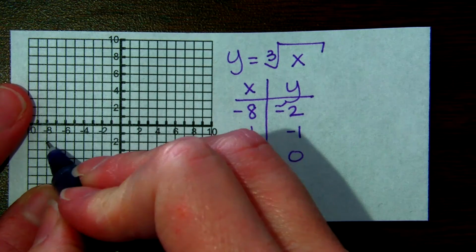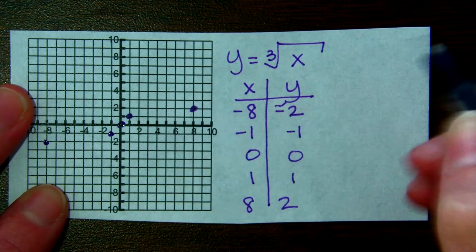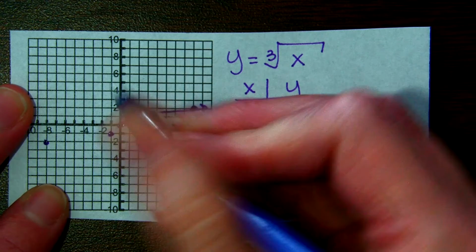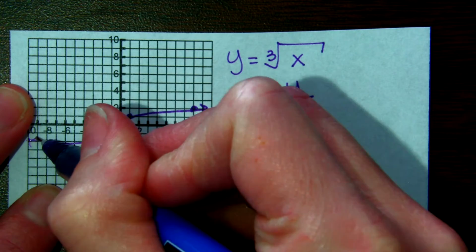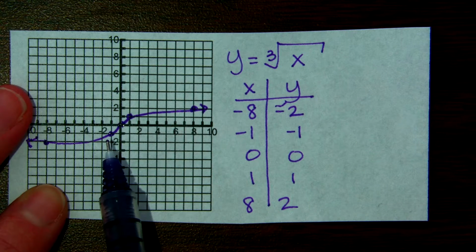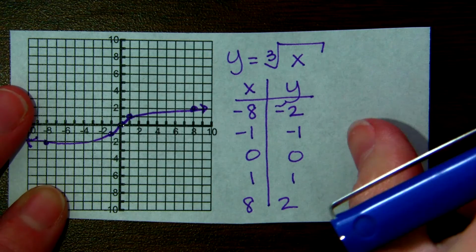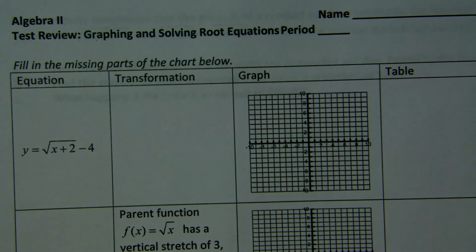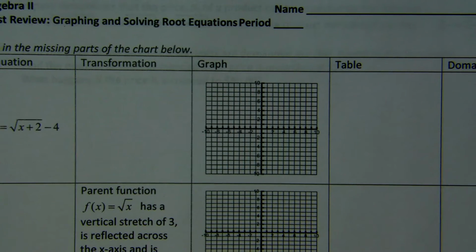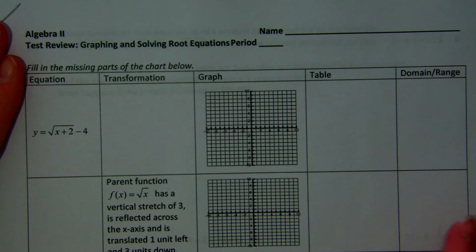And what that looks like graphed, -8, -2, -1, -1, 0, 0, 1, 1, 8, 2, looks like this. And so anytime we're transforming a cube root function, we are taking this function and moving it around or stretching it or shrinking it. All right, let's look at the review. The first set of problems on the review is this table where you're asked to find a transformation or write an equation and then provide a graph, a table, and a domain and range.